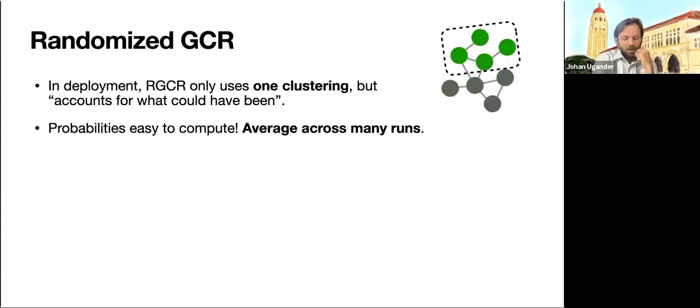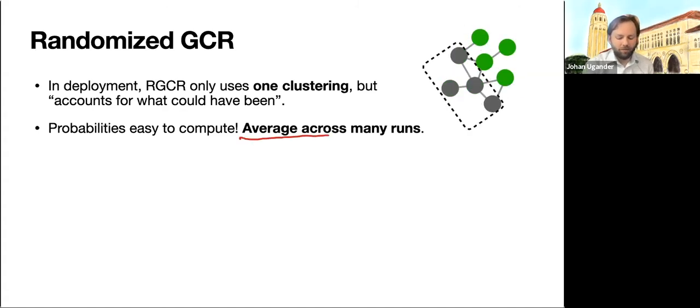Okay, so in deployment, we're only going to use one clustering. But what's going to happen is we're going to account for what could have been seen. We're going to account for all the other ways you could have been clustered. And the probabilities are easy to compute because it's just an averaging exercise. It's no harder than GCR. And there's theory where you might want to study the distribution over clusterings.